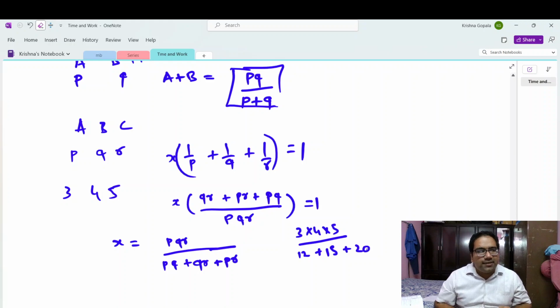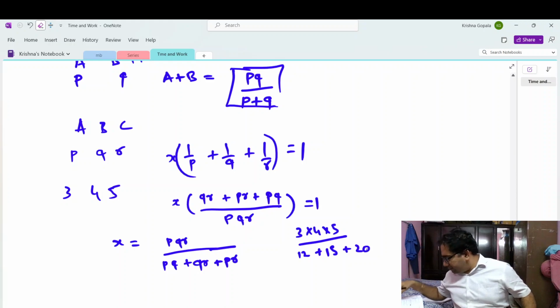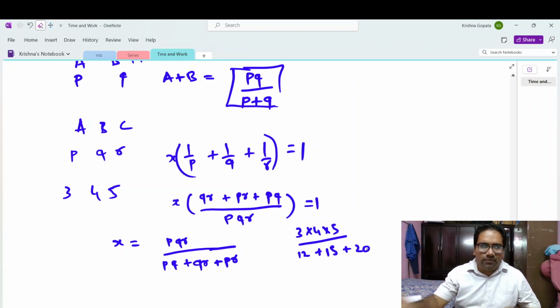Now we understood the basic concept, right? Now all problems are around this concept only, around this very basic concept. Let us take one small example.